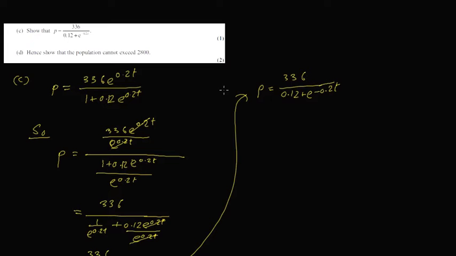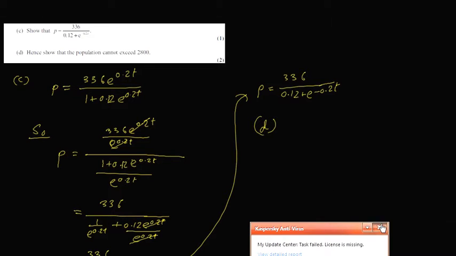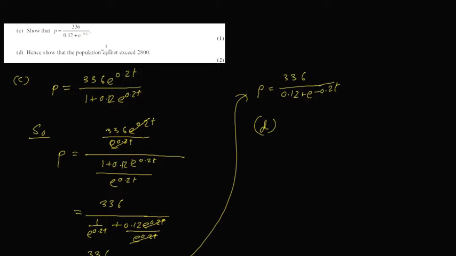So this algebra is a bit cumbersome and this is only 1 mark, so I don't think in the exam you should spend too much time on sums like this, which requires you to simplify something and only 1 mark. The best thing to do is just move on to the next one, question number D. This is a very common question. They're asking us why will it be that the population cannot exceed 2800.